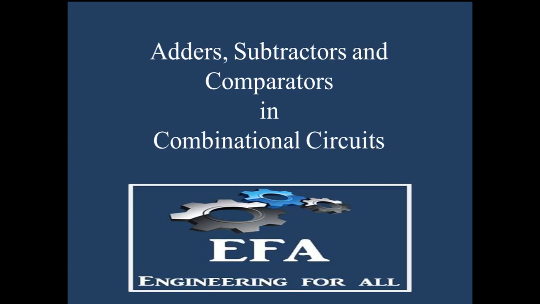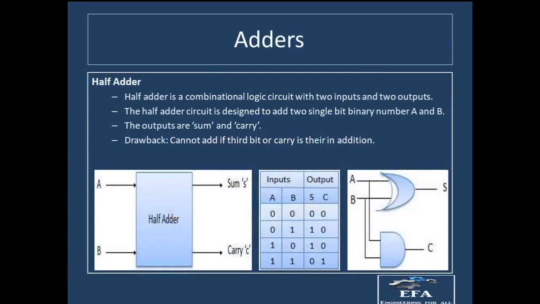In this lecture, we are going to start with the adders, subtractors, and comparators in combinational circuits. That is, we are going to discuss the types of combinational circuits one by one. Okay, so let us start with the first one, that is the adders. An adder is a type of combinational circuit which is responsible for adding two binary numbers. Adders can be of two types. The first one is the half adder and the second one is the full adder.